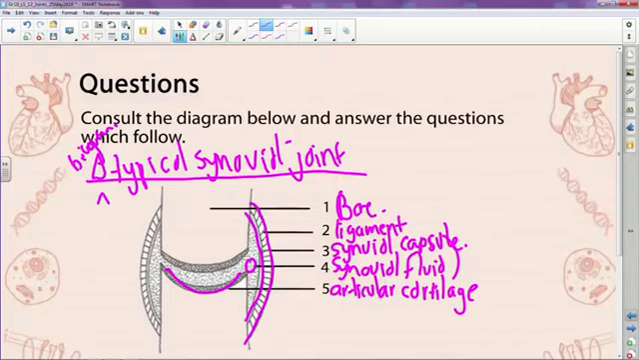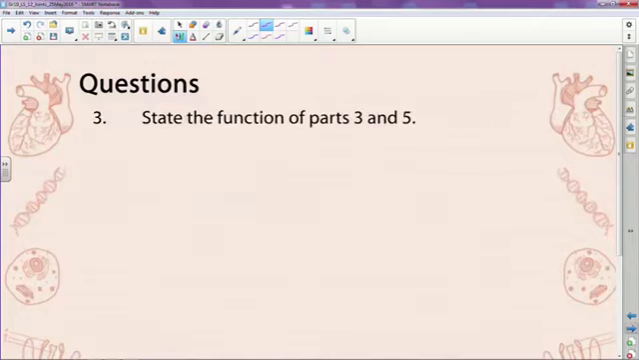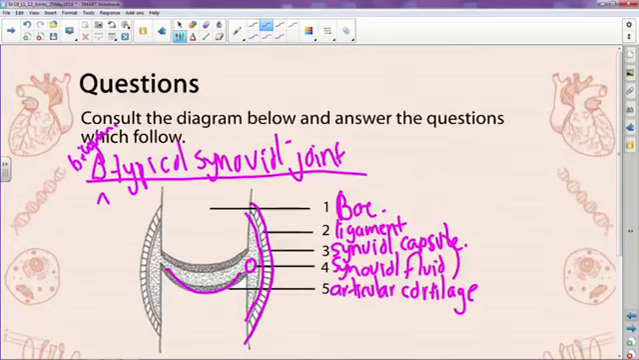Now, when we get to the next question, they want to know what are the functions of parts number 3 and 5. Now, if I had studied my diagram by putting the diagram in front and then putting the labels and then putting the functions, you see it's a much easier way to study. So we want the function of number 3 and number 5. Now, as we said to you before, what does the articular cartilage do? It prevents friction when the bones move. So what is its function? It facilitates movement.